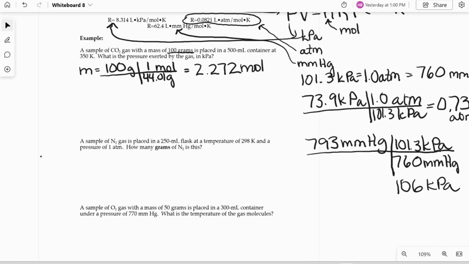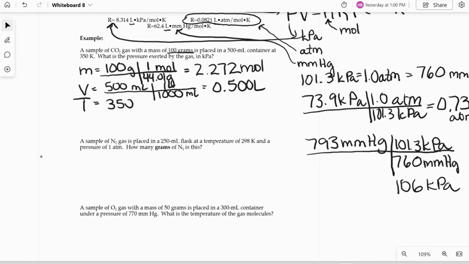And next we have a volume of 500 milliliters. But you see in these, all of the units of volume are in liters. So we're just going to go ahead and change milliliters to liters. We know that there's 1,000 milliliters in 1 liter. Or you can think of just moving the decimal point over 3 spots too. And then my temperature is already in the units we want, which is K. If it was in Celsius, we'd have to change it to K.